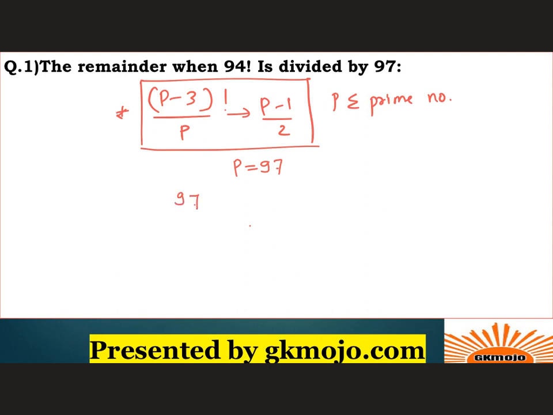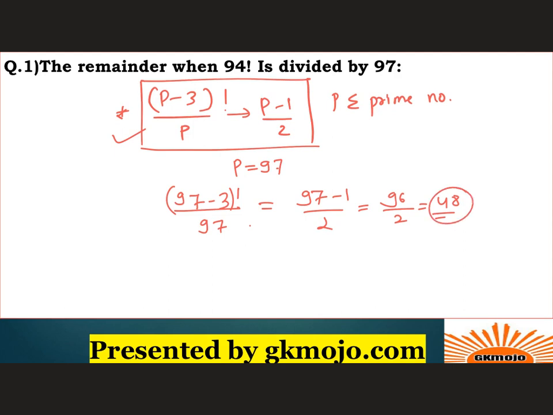So this 97 minus 3 factorial upon this 97 will give you remainder as 97 minus 1 by 2, which is 96 by 2, which is indeed 48. So I hope you have understood this formula. Straightforward, you got the answer, which is 48.